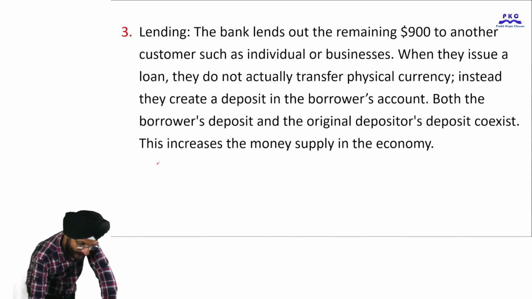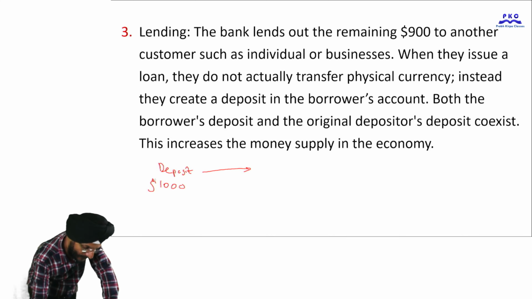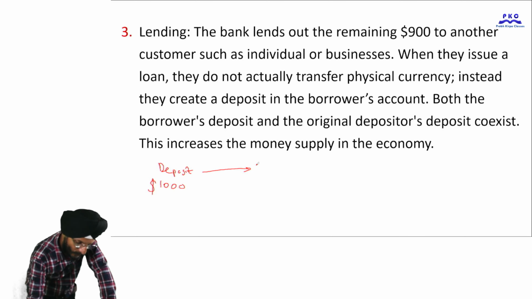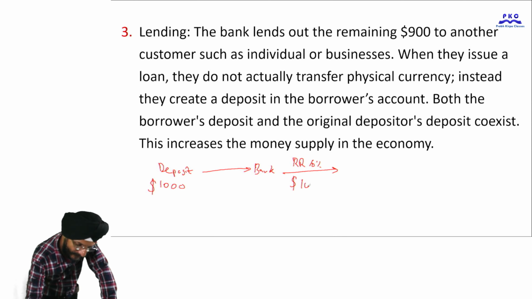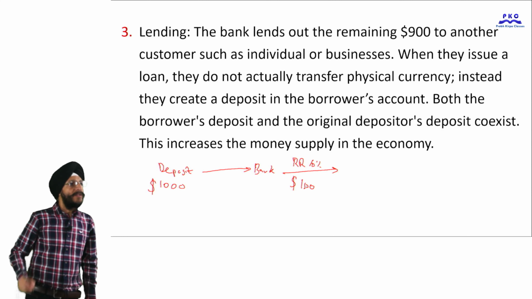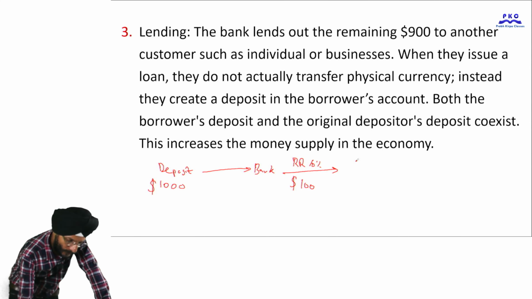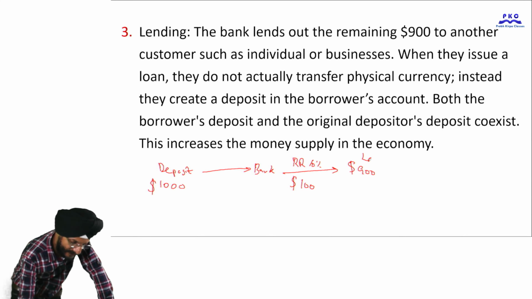Now, what is the position? This is the deposit of $1,000. Now, the banks have to keep reserve ratio of 10%. That is, they will have to keep aside $100 as reserves. Now the banks are in a position to lend out the balance, that is $900 as loan to another customer, say B customer.